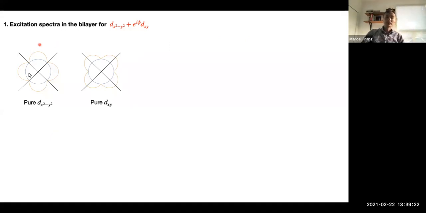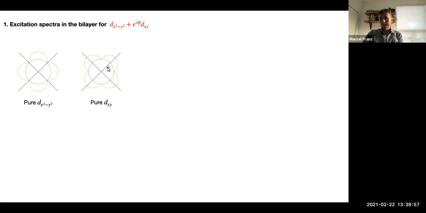Standard dx squared minus y squared. The cartoon looks like this. The blue line is the Fermi surface, which I'm representing here as a circle for simplicity. And then the order parameter changes sign upon 90-degree rotation and has these point nodes at 45 degrees along the diagonals, which, in the vicinity of those, the quasi-particle dispersion is somewhat similar to graphene, although it's anisotropic, unlike graphene.